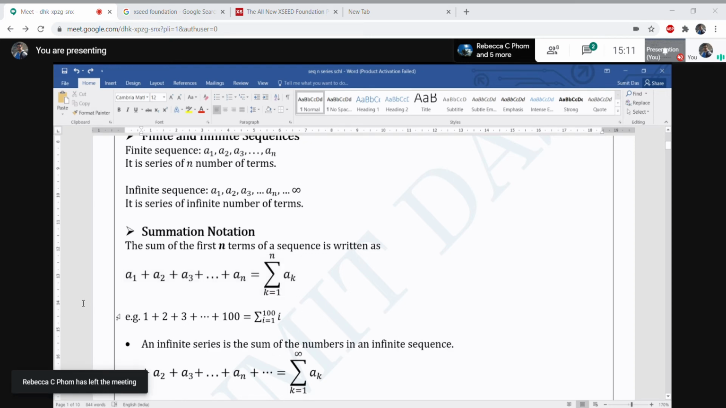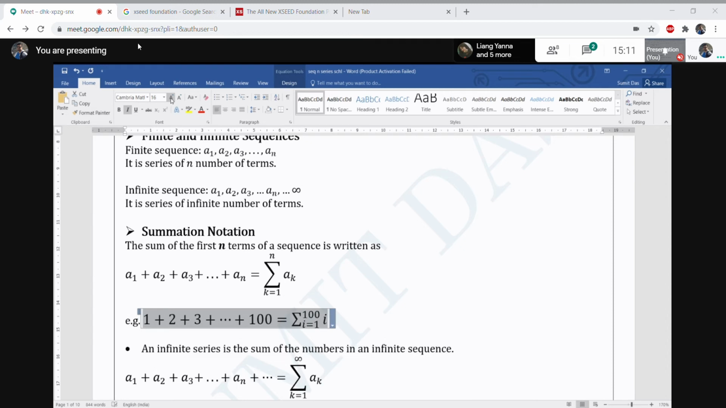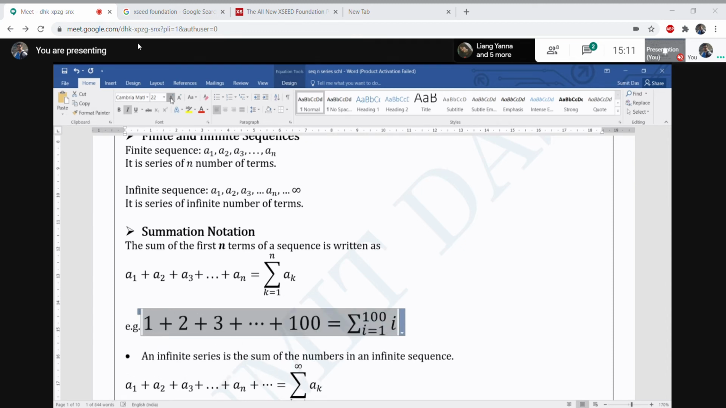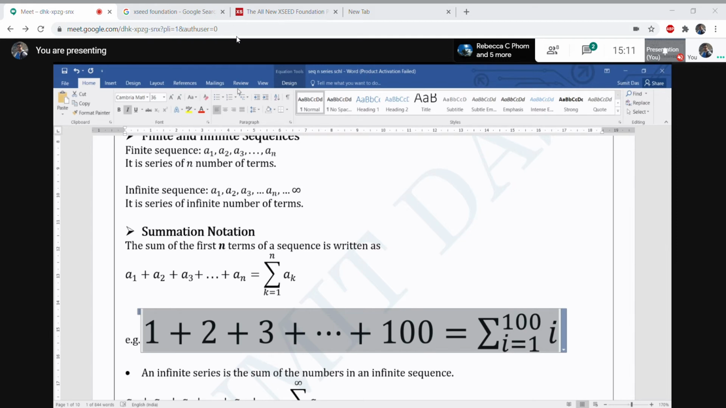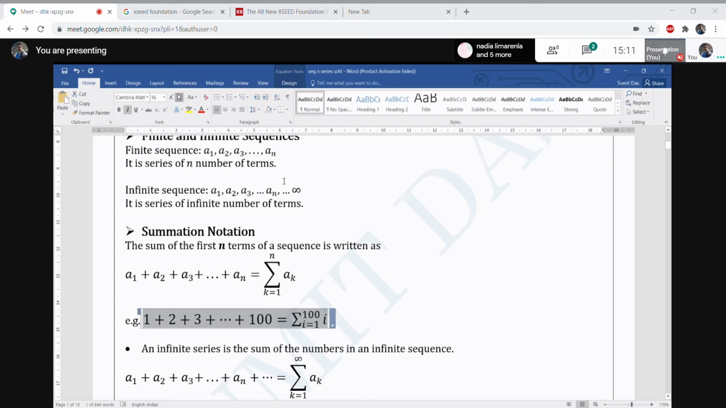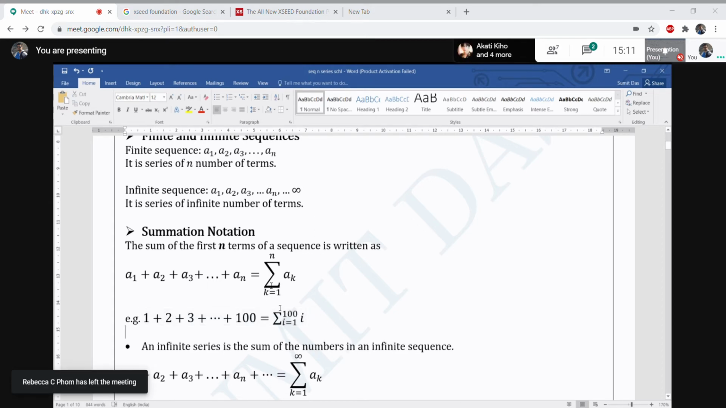For example, suppose you have to find the sum of 1, 2, 3, 4, up to 100. How to find this summation? The summation will be sigma, i equal to 1 to 100. This 100 is written at the top here like this. 100 can be written at the top also, like this.